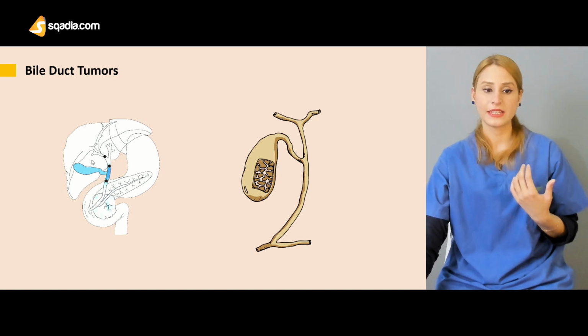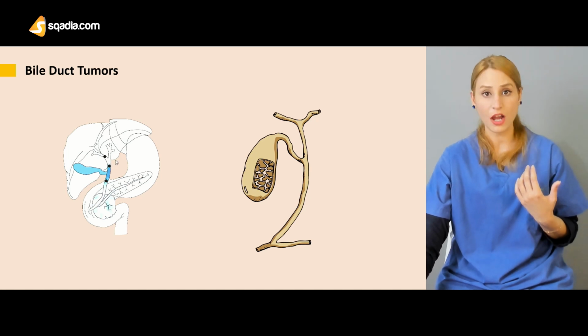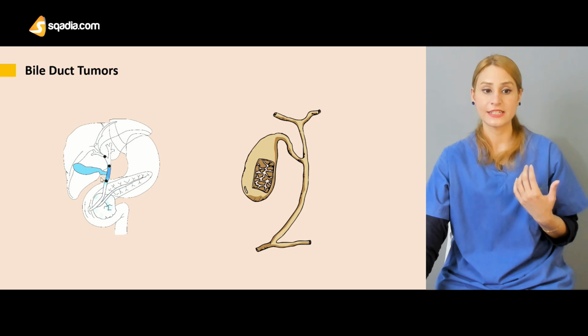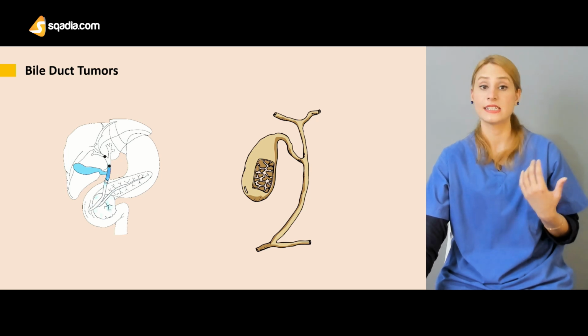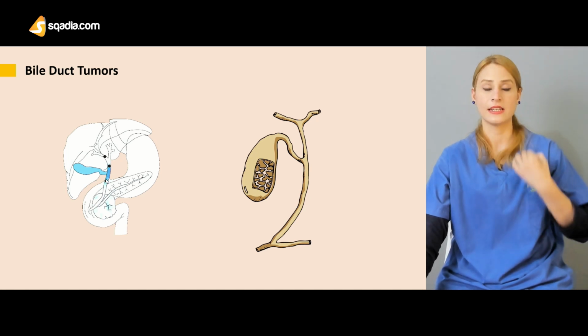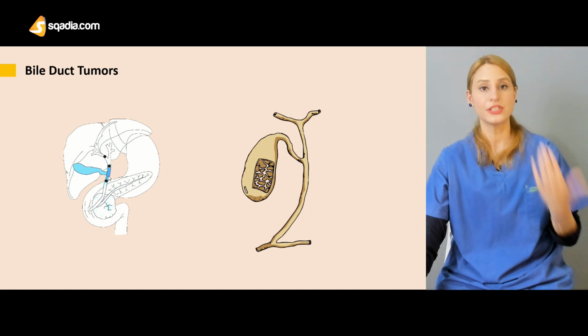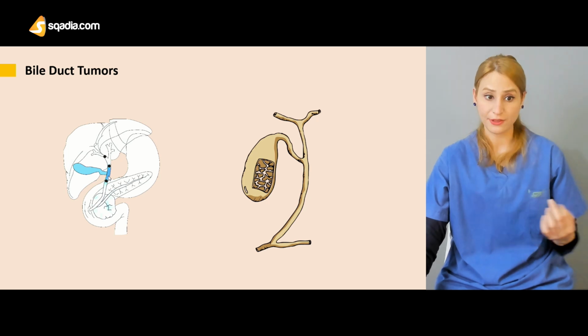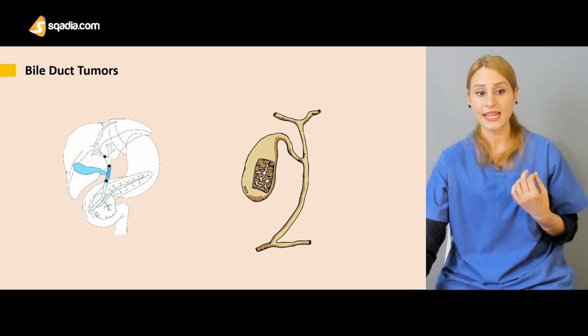This is the hilar, or proximal, part, and this is the supraduodenal, or distal, part, which is present behind the head of the pancreas. It's retroduodenal and retroperitoneal, and it then enters into the second part of the duodenum.